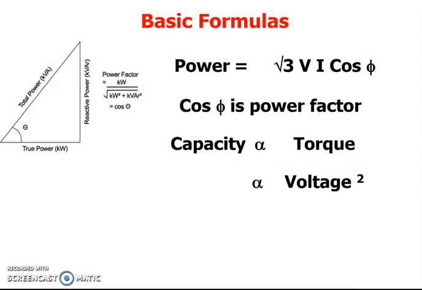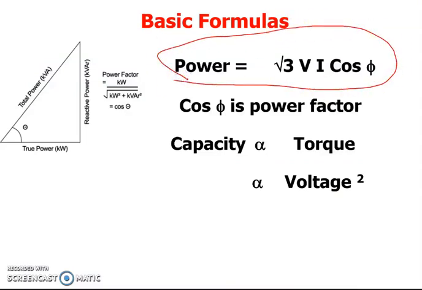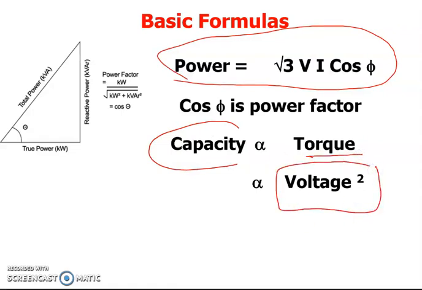So the basic formulas related to a motor: the power is nothing but √3 VI cos phi, where cos phi is nothing but the power factor, and the capacity of a motor is directly proportional to the torque, and this torque is again directly proportional to voltage square. So I can say that the capacity is directly proportional to voltage square.